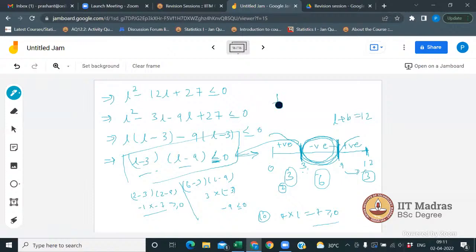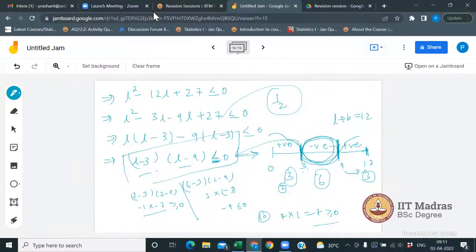So probability will be 3 by 6, 1 by 2. Half. Only half satisfies this condition. So 6 by 12, so 1 by 2. Because you have possibilities till 12 and you are taking only 6. Is it clear to everyone?